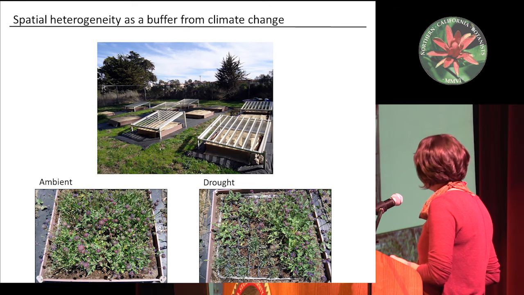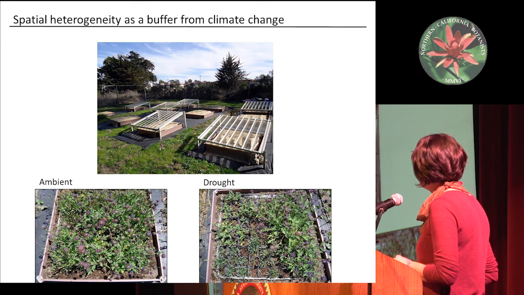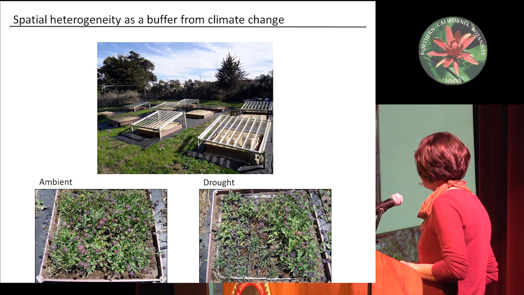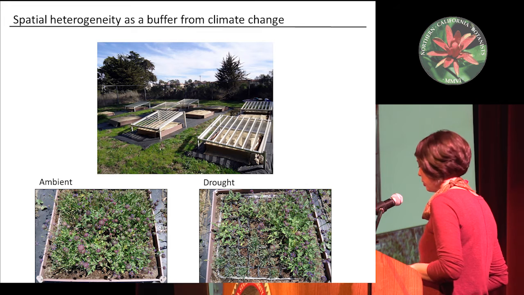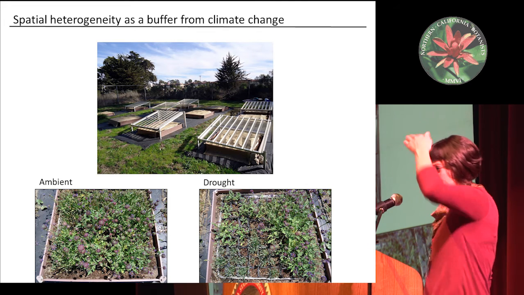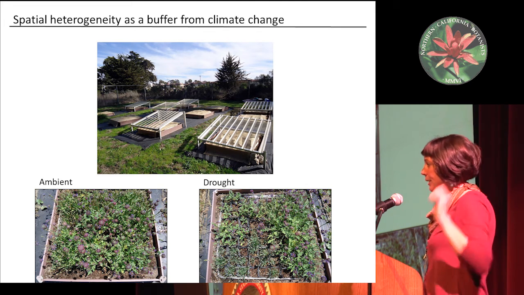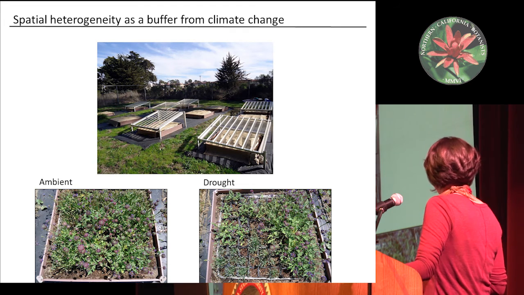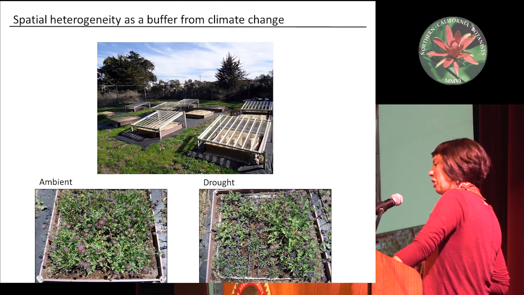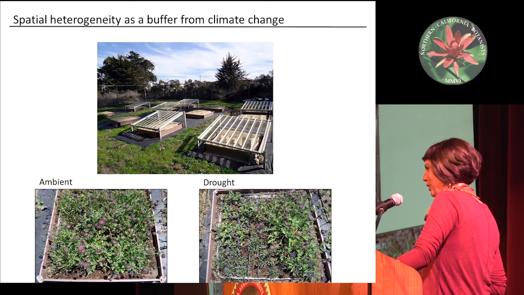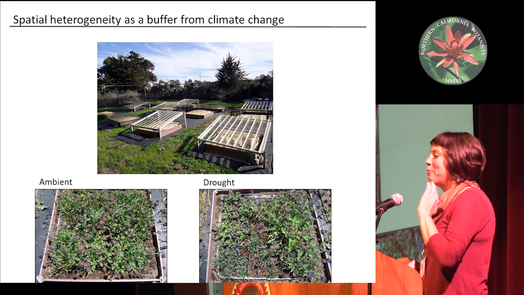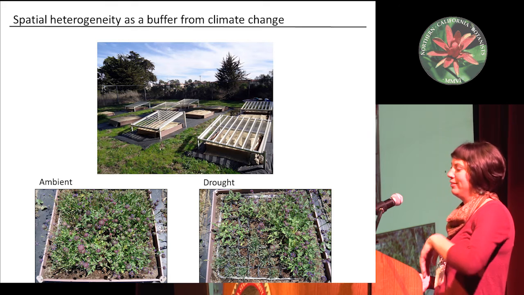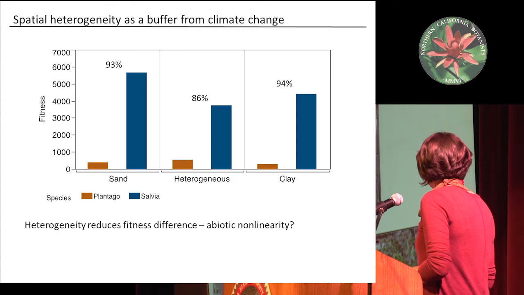And so that's kind of what the mesocosm looks like overall. Here's a picture of one of the plots from the ambient treatment and a picture of one of the plots from the drought treatment. So I measured seed production for all of these species, which was a lot of work, actually. Turns out salvia produces a lot of seed when grown in a mesocosm. And then we ran it through a simulation model, and I'm not describing the model because I think that might be kind of boring right now.